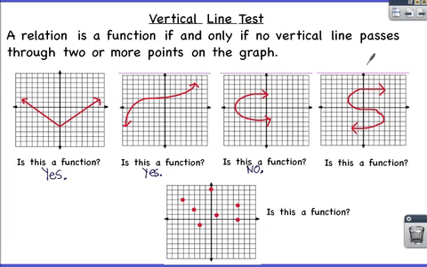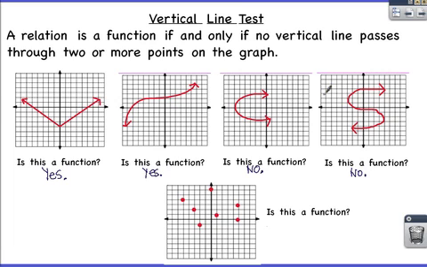Again, with this graph, this does not pass the vertical line test. For example, the x-coordinate 0 would cross up here, again here, and over here. So there are 3 different outputs for an input of 0. Therefore, this is not a function.